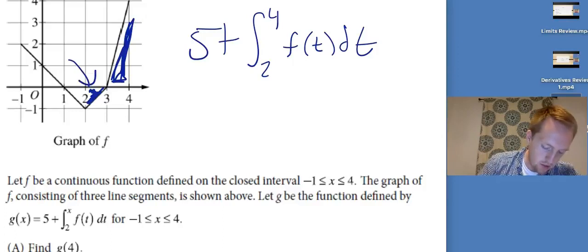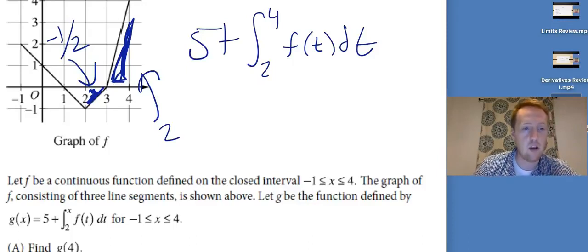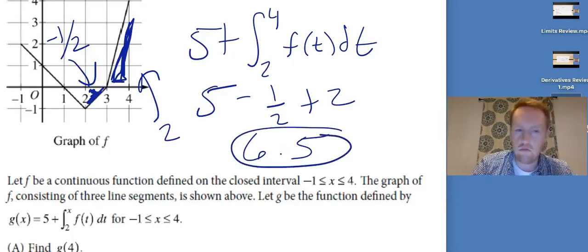Okay, the area of that is going to be 1/2, but it's below the x-axis, so remember that's going to be negative. And then this space here, that area is going to be 2. So I just found the area of 2 triangles. So this is 5 minus 1/2 plus 2, so that's 6.5. So just use geometry.